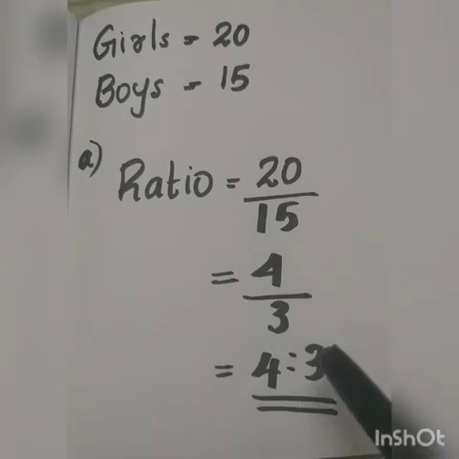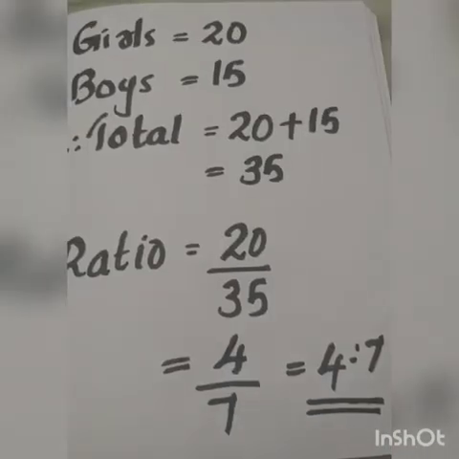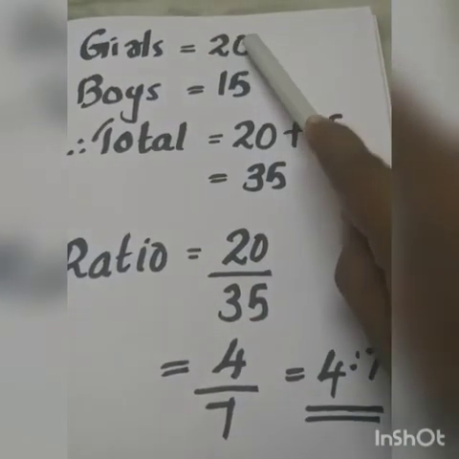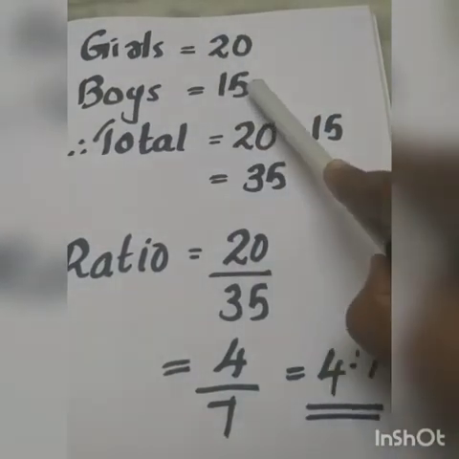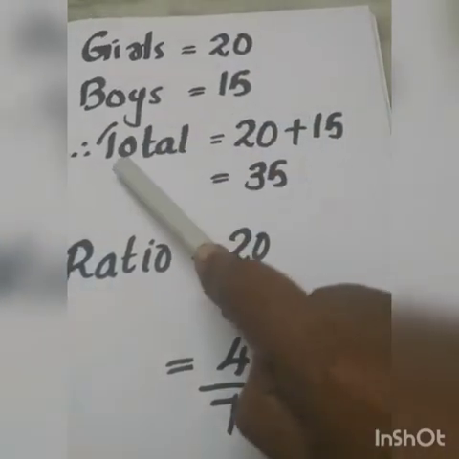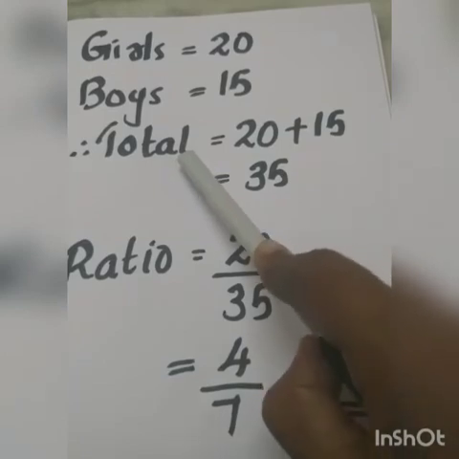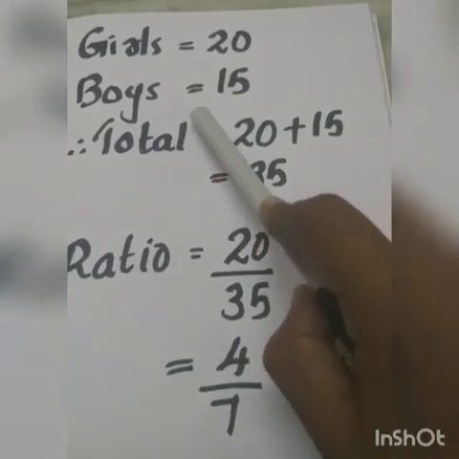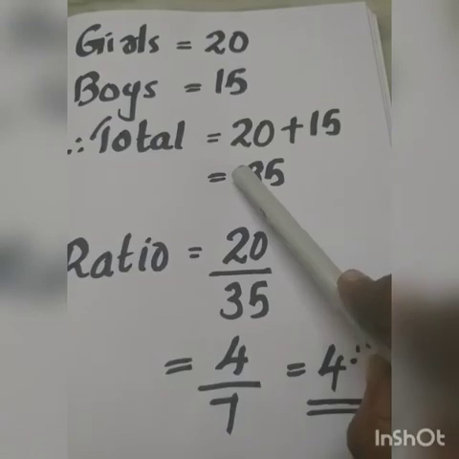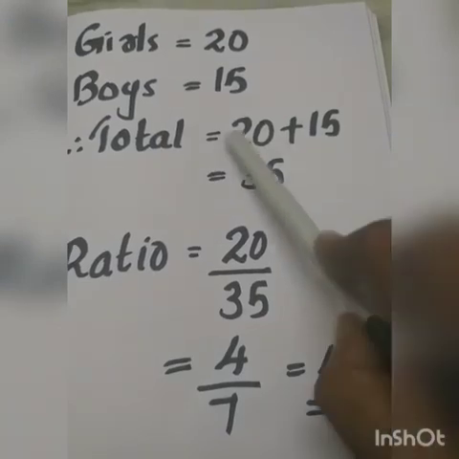So the ratio of girls to the number of boys is 4 is to 3. Now one more part is there in the question: we have to find the ratio of the number of girls to the total number of students. We know girls is 20 and boys is 15. First we find the total number of students, which means adding girls and boys. That is 20 plus 15, which is 35. So the total number of students in the class is 35.